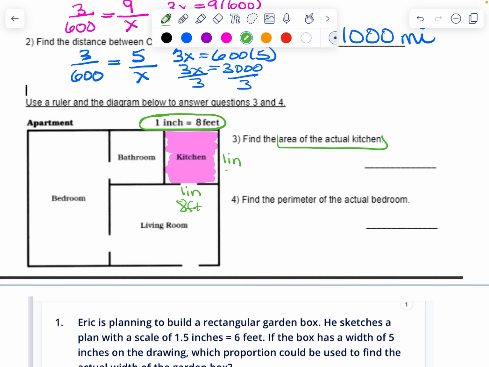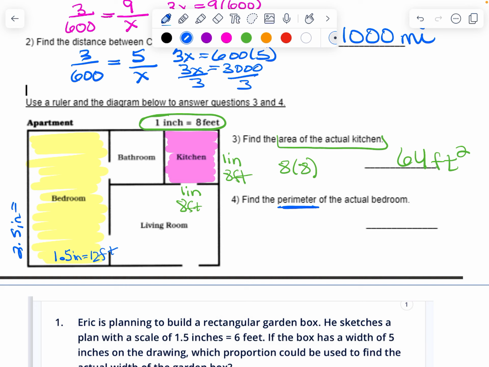And then we're going to do the bedroom. The most common mistake on this one was just reading directions. You know, that always gets us, doesn't it? It's asking us this time for the perimeter. When we measure with a ruler, this is 1.5 inches, which is actually 12 feet. And this way over here is 2.5 inches, which is actually, what would that be, 20 feet. So this is going to be 12 feet. This is going to be 20. So we're going to do 12 plus 20 plus 12 plus 20 to get all the way around, and that's 64 feet.